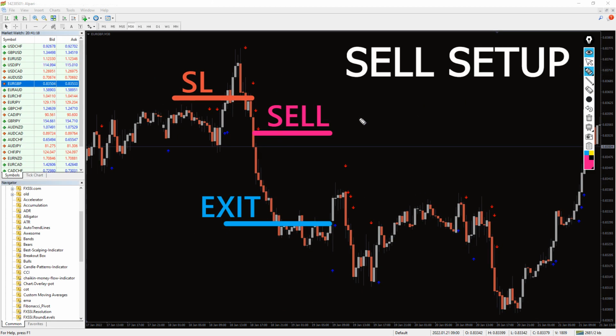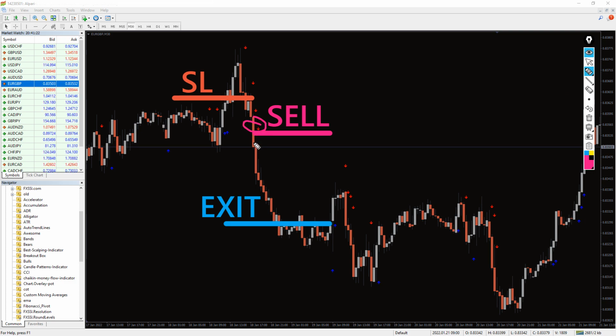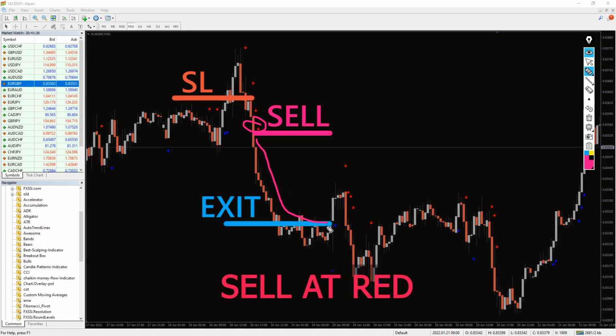And let's look at the best scalping indicator sell setup. Look for red arrows on the chart. Wait for the price bar to turn bearish. Enter trade at the red arrow. Place stop loss 15 to 20 pips away from the entry point and exit when the blue arrow appears. That's it.